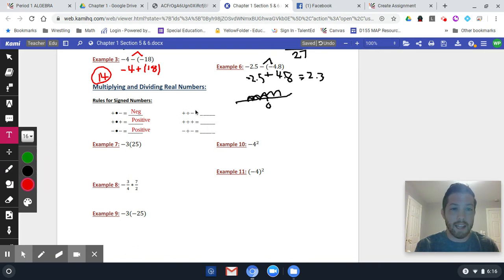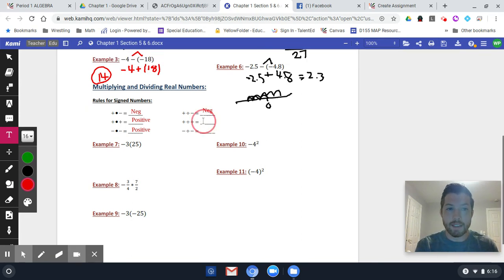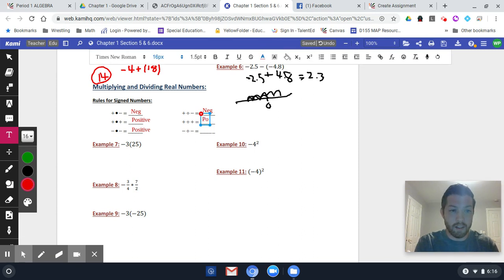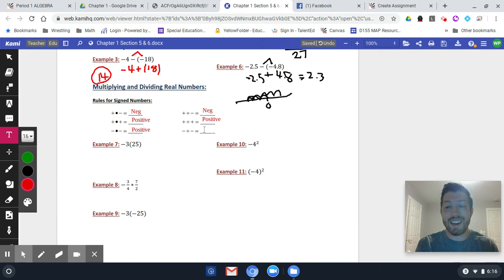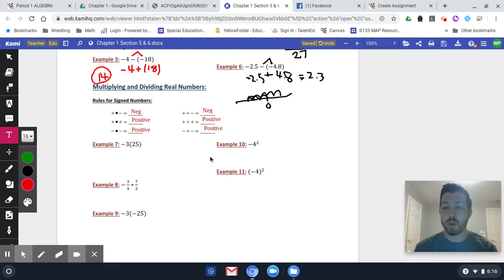All right. A positive number divided by a negative number is going to result in a negative number. A positive number divided by a positive number is going to result in a positive number. And then a negative number divided by a negative number is going to result in a positive number. All right. So those are just rules to remember. They will become second nature to you guys at some point.